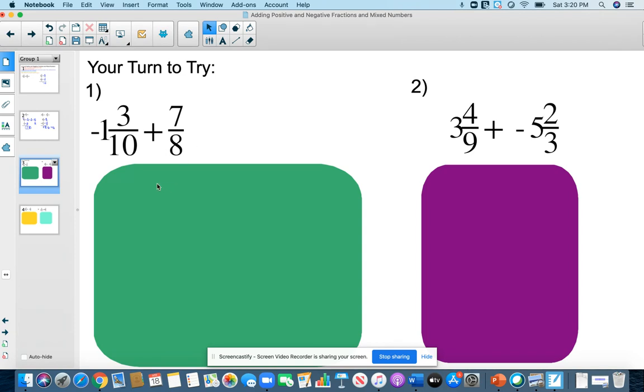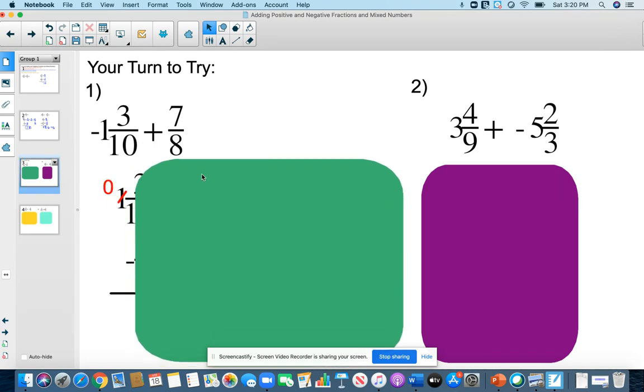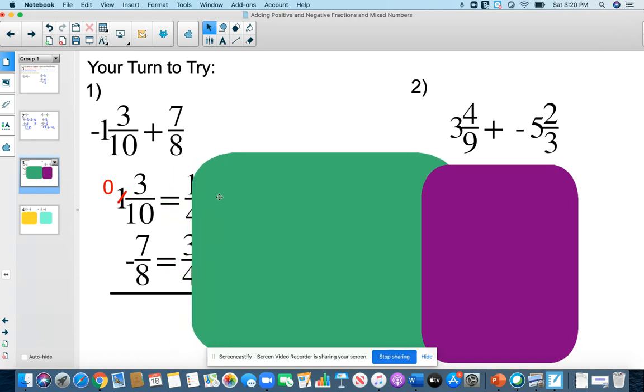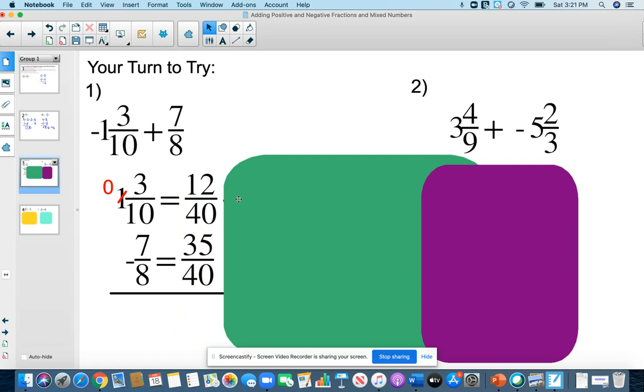So now we are going to see if we have to add or subtract. And I have one negative and one positive. That means I need to subtract them. So I wrote the subtraction problem already. So I have 1 and 3/10 minus 7/8 because the absolute value of negative 1 and 3/10 is larger than 7/8. So I got to do that. So I did common denominators. My common denominator would be 40.